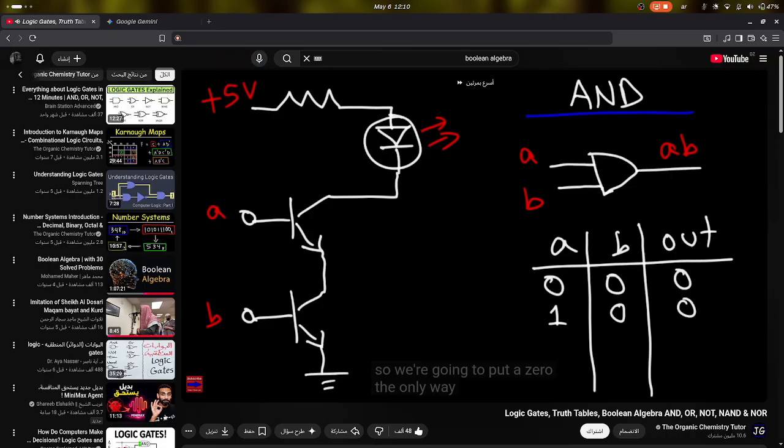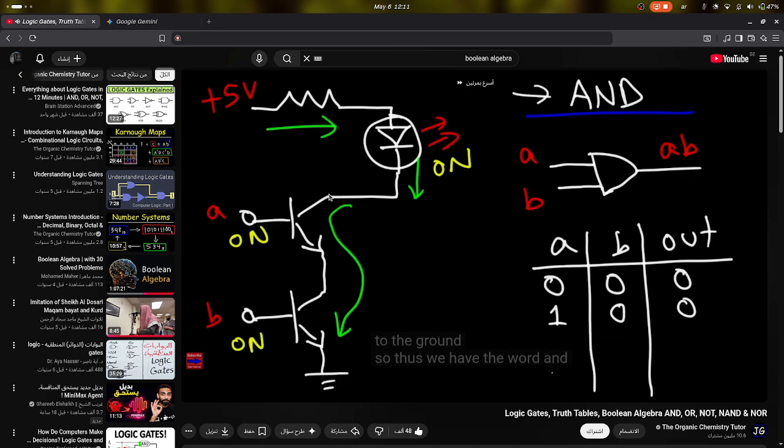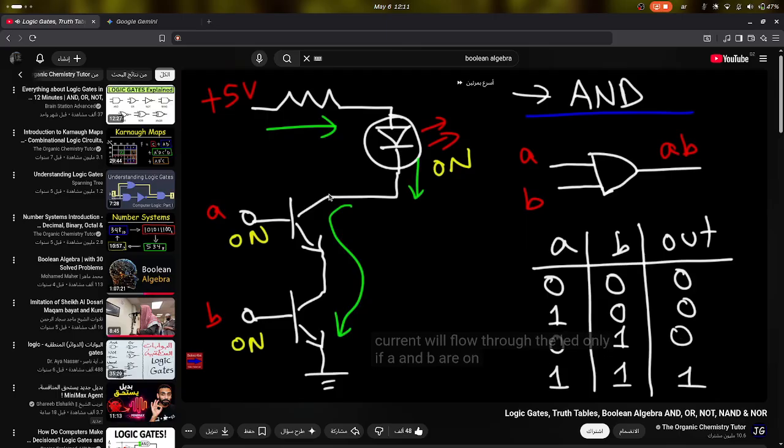The only way the LED can be on is if both inputs A and B are on. Only under that circumstance can current flow through the LED and through both transistors to make it to the ground. So thus we have the word AND. The only way the output can be in an on state is if both inputs A and B are in the on state. So even if B is on and A is off, no current will flow through the LED, only if A and B are on.